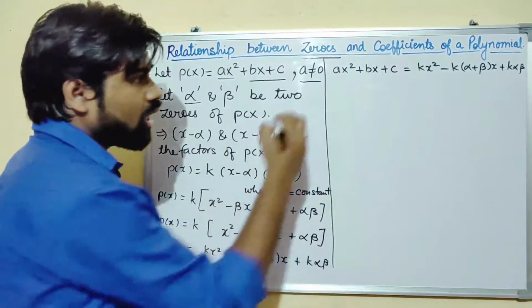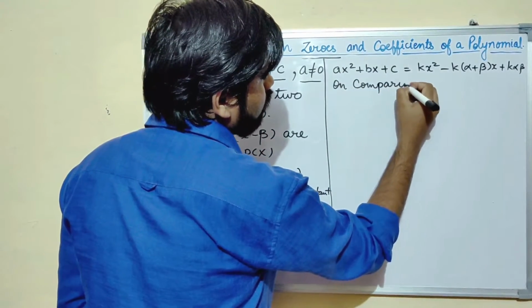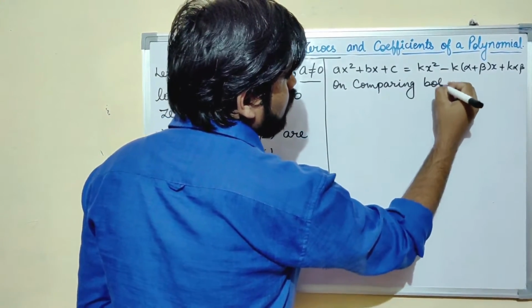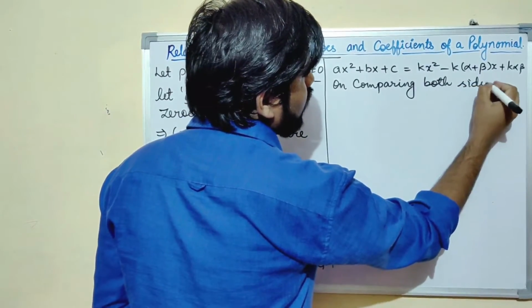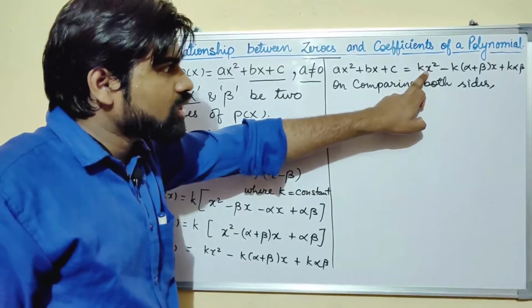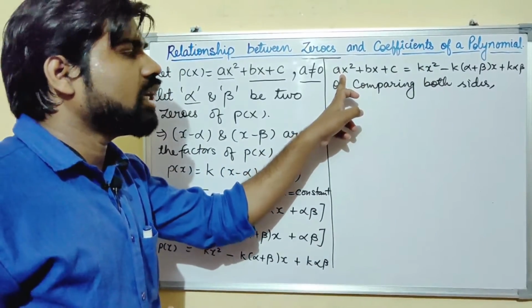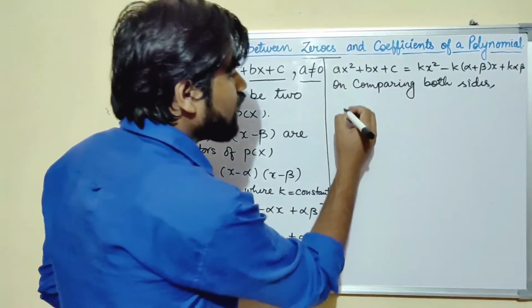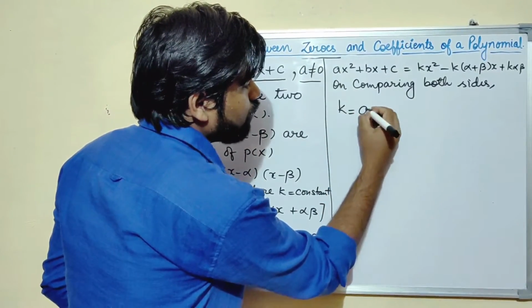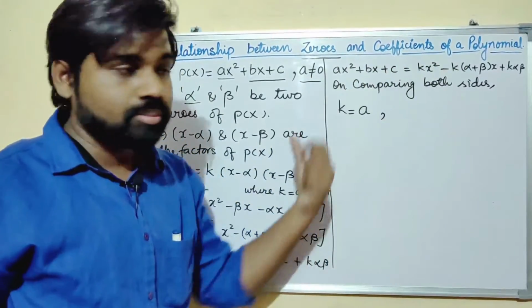Now let us compare. On comparing both sides, what will you get? You will see that the coefficient of x square on the right hand side is k, and on the left hand side it is a. So you can say that the value of k is a, right? It should be equal, no? Because these are the same polynomials.